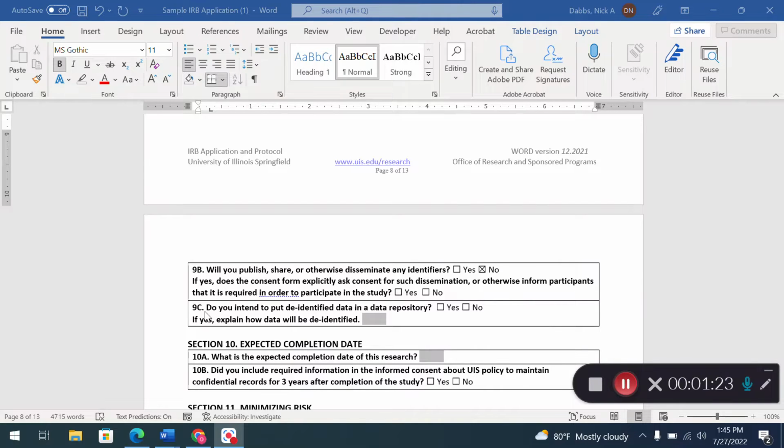For 9C, it says, do you intend to put de-identified data in a data repository? No, because we plan on deleting it, so I should actually probably mark no. But if yes, then you would obviously want to mark yes and then explain why and how that data will be de-identified. All right, that concludes section 9.